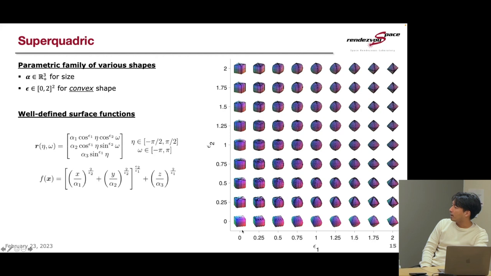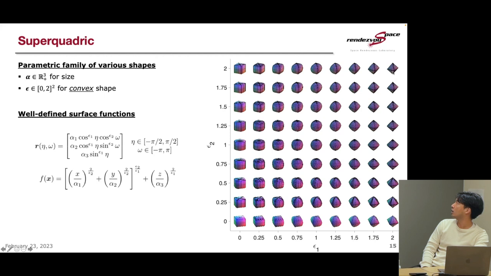So if you see here, when both are 0, we see a cube shape. When epsilon 2 is 1, we have a cylinder. When both parameters are 1, we see that it's a sphere. And then we can also see diamond shapes like octahedron and all that.